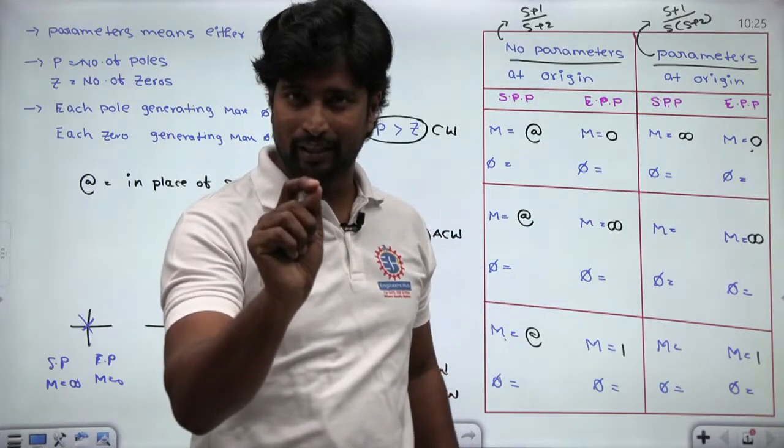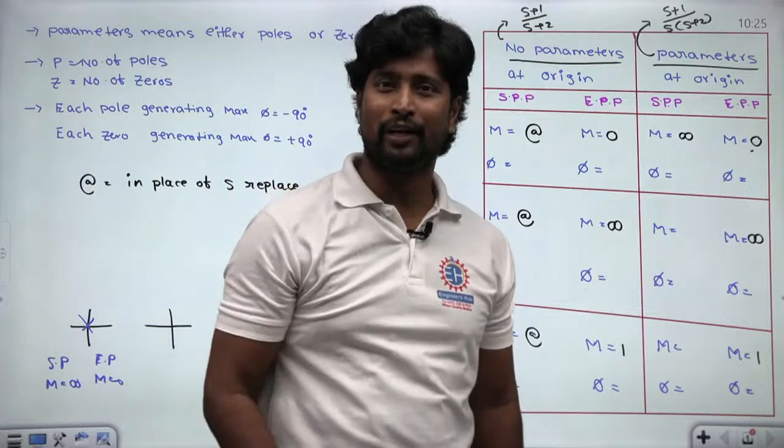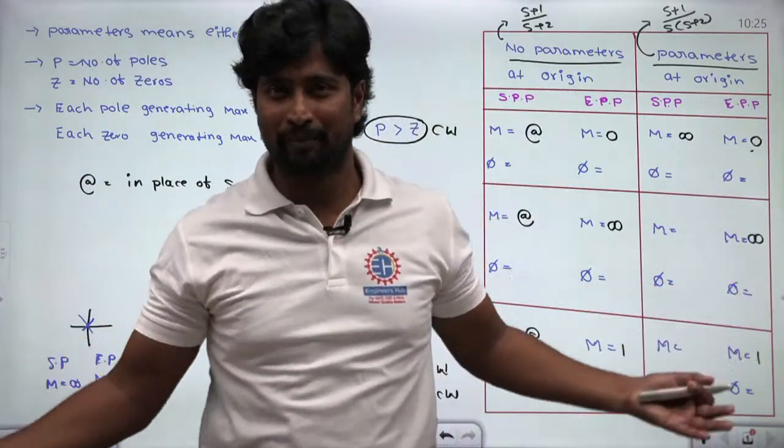Even with one pole at the origin, the starting point magnitude is always fixed at infinite, and the ending point magnitude is always fixed at 0. No need to go to the regular method.